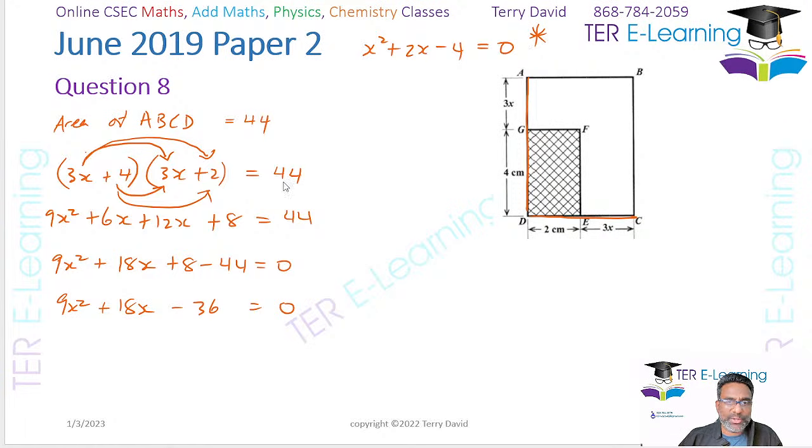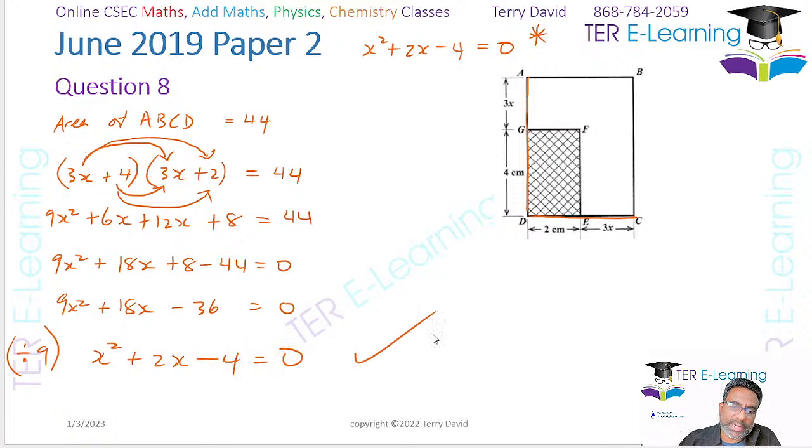If you notice, they just have x squared. So what I'm going to do is divide everything by 9. If I divide by 9, things might make more sense. So 9x squared divided by 9 will give me x squared plus 2x minus 4 is equal to 0. And that's it. I've just proven what they wanted me to prove.